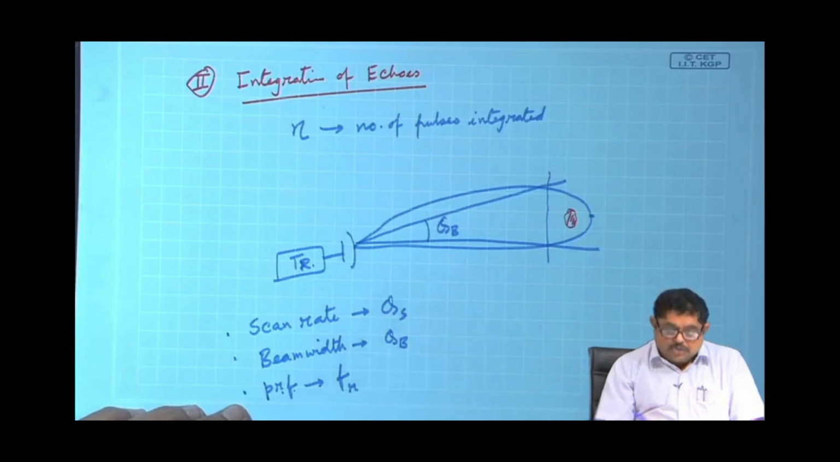The number of pulses integrated, N, depends on factors like the radar's receiver sensitivity, the beam width of the antenna, θb, the scan rate, θs, and the pulse repetition frequency, PRF, which defines how frequently pulses are transmitted. As the radar antenna scans, a target remains within the antenna's beam for a certain duration, allowing the radar to collect and integrate multiple echoes from the same target. By doing simple mathematics, the number of pulses integrated can be calculated using these parameters. Let's see in the next slide.